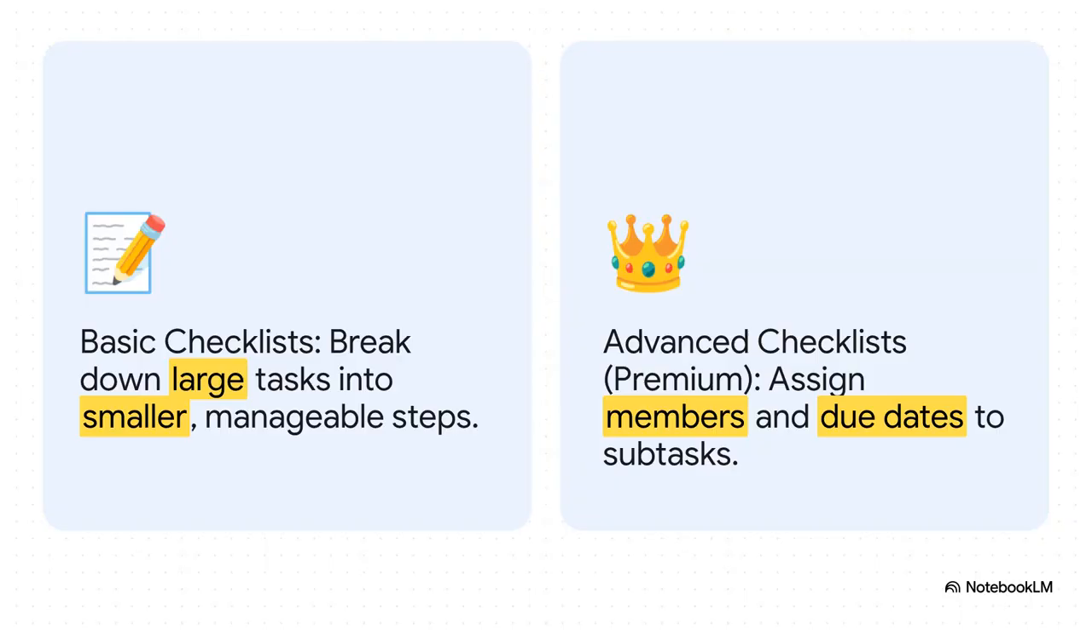And what's cool is that Trello grows with you. The free version has basic checklists, which are perfect for breaking a big, scary task into smaller, bite-sized steps. But if you're on a team and you need more control, the premium version lets you assign people and due dates to every single item on the checklist. That is an absolute game changer for accountability.